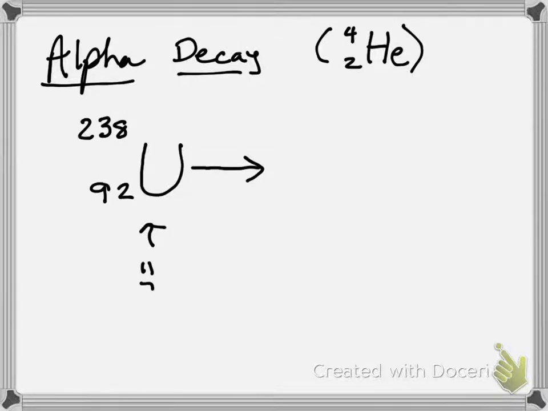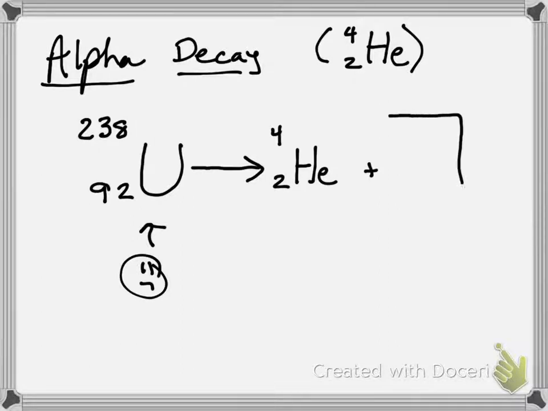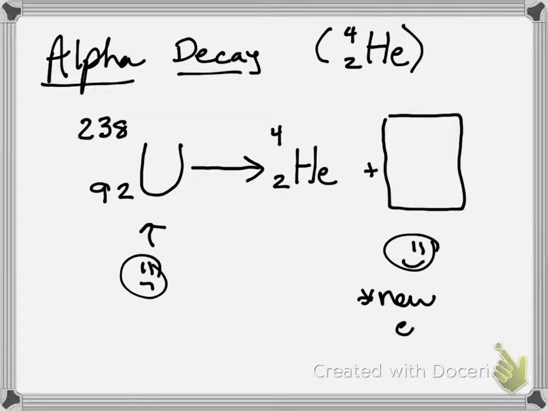Remember, this nucleus is really unhappy. So it's going to emit radiation. In this example, the radiation emitted is alpha. So I write He 4 2. Now, what happens to the new nucleus? The new nucleus is going to be stable, but it's going to be a new element. Now, the new nucleus is going to have a different mass number and a different atomic number.